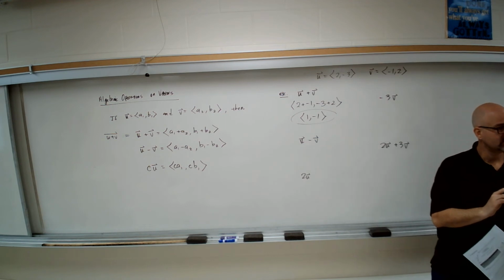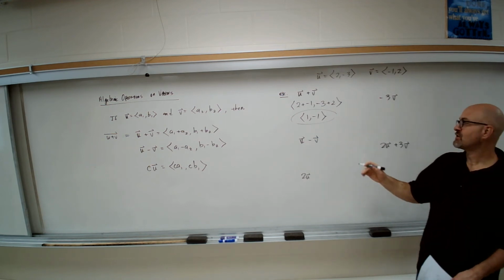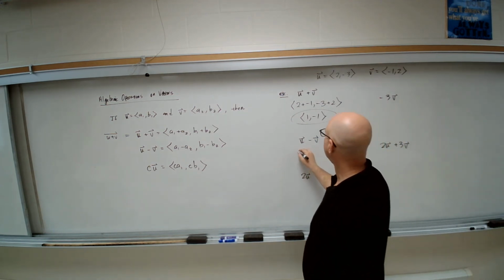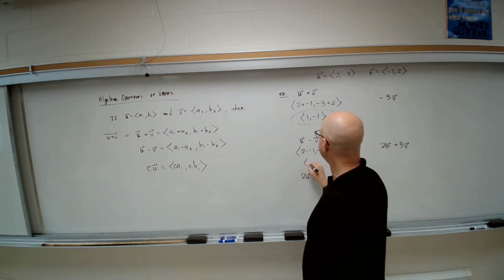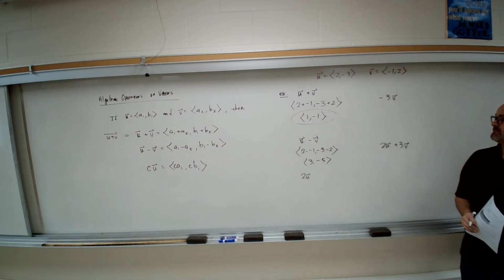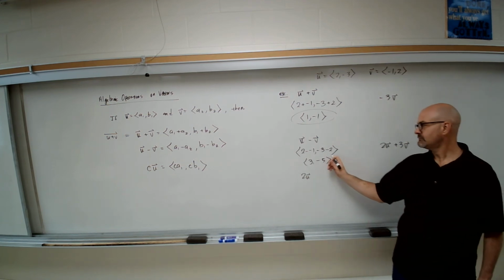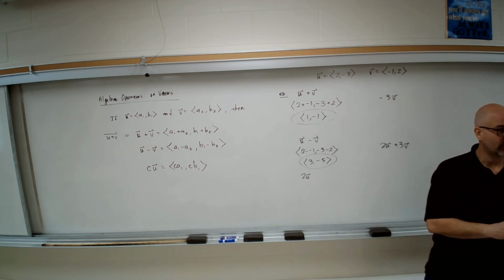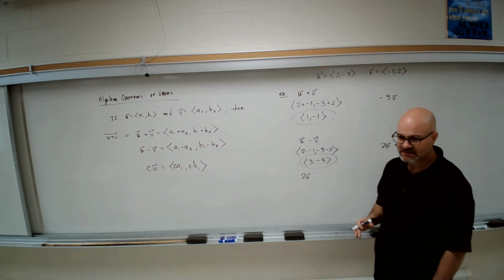Is that good? To subtract them, we're going to subtract the components. So we're going to get 2 minus -1, -3 minus 2, and that's going to give us 3, -5. Everyone doing okay so far with this?